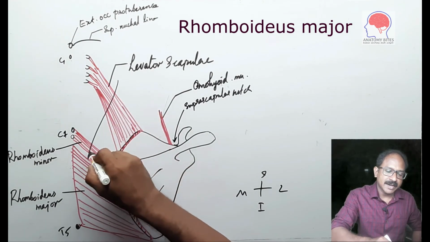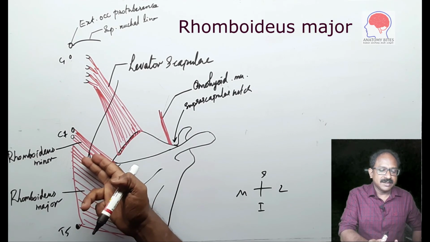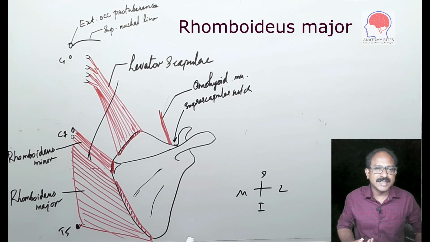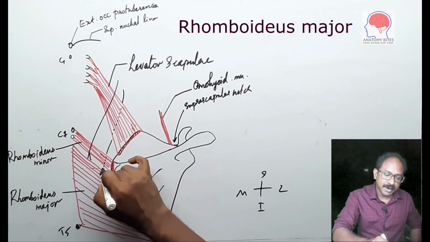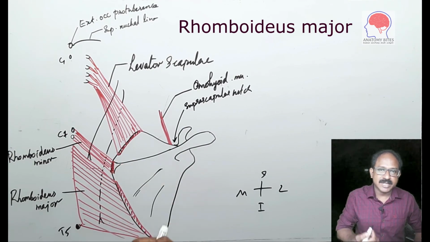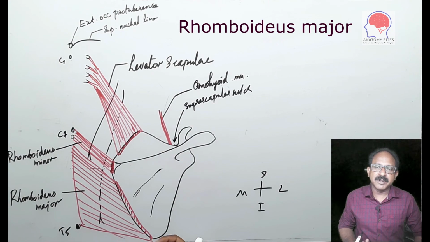Here runs the spinal accessory nerve superficial to the levator scapulae and the rhomboides muscles. It supplies the trapezius muscle. And the superficial branch of the transverse cervical artery accompanies the spinal accessory nerve. Deep to the levator scapulae and rhomboides major and minor runs the dorsal scapular nerve. The dorsal scapular nerve is the nerve supplying these muscles. The dorsal scapular nerve is accompanied by the deep branch of the transverse cervical artery.